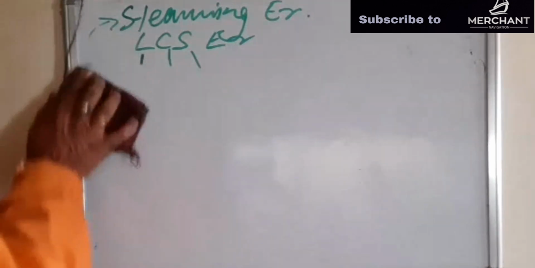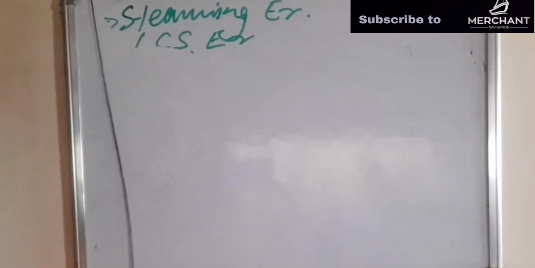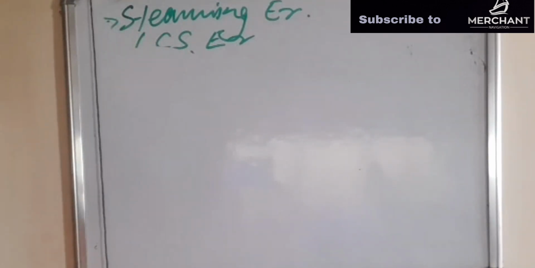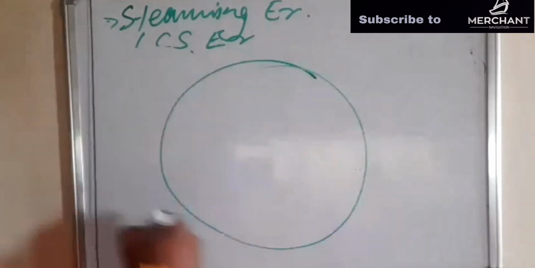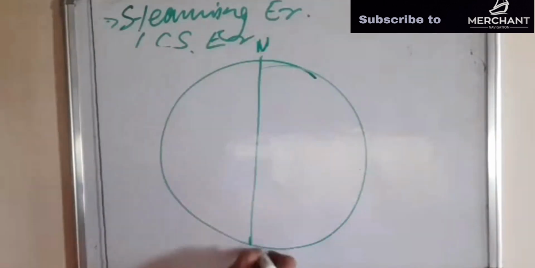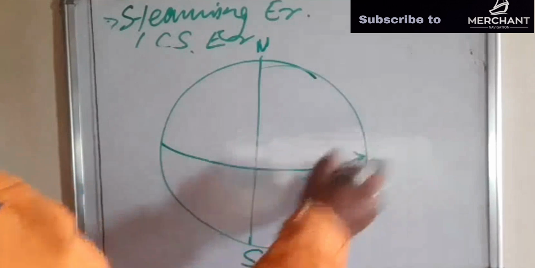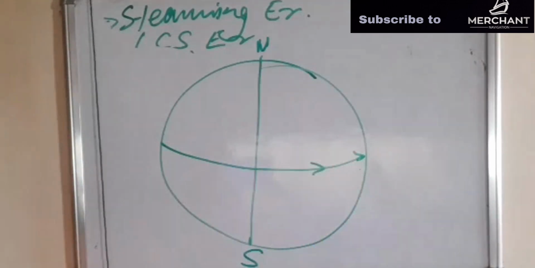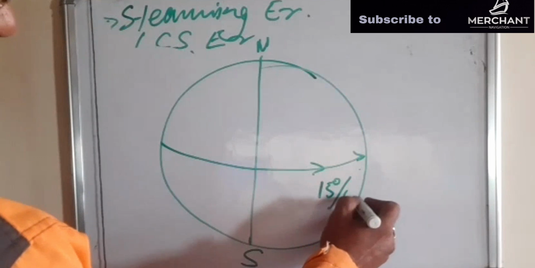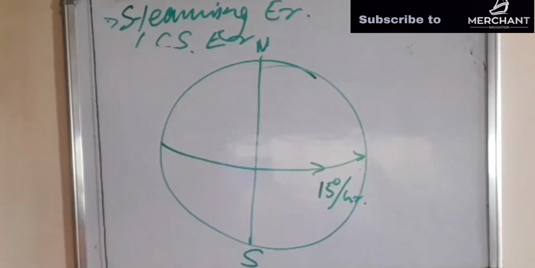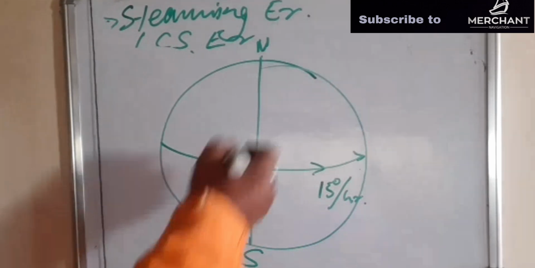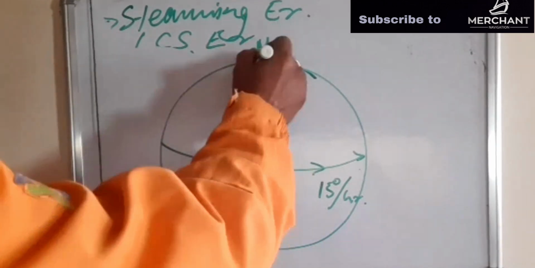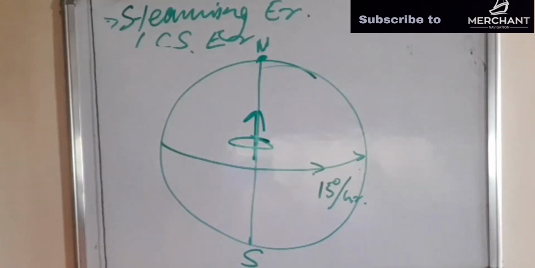To understand this steaming error, we need to understand a few things. This is the Earth. This is North Pole. This is South Pole. This is the equator. She is moving on the equator. I mean, the Earth is rotating around its axis at 15 degrees per hour, or not? Yes, sir. If a gyro compass is here, she is pointing to north. Correct?